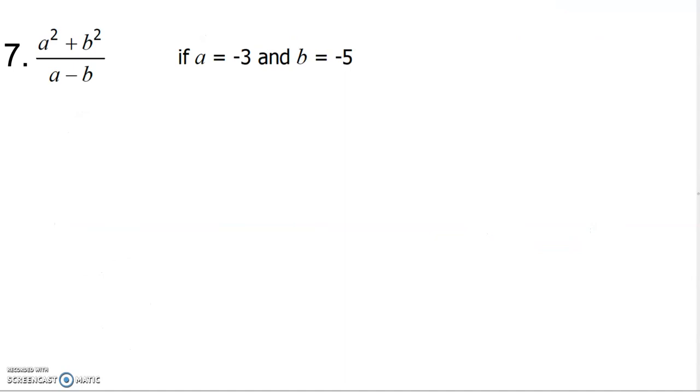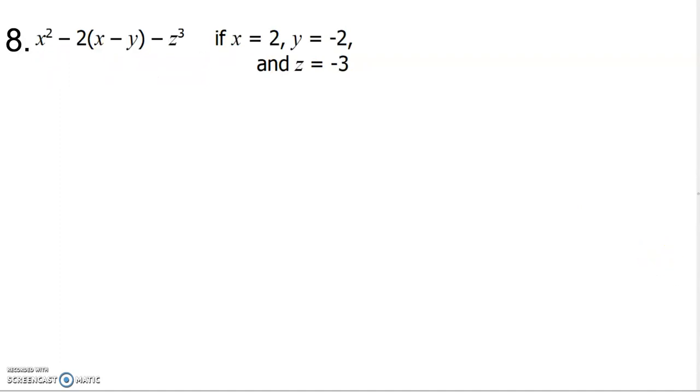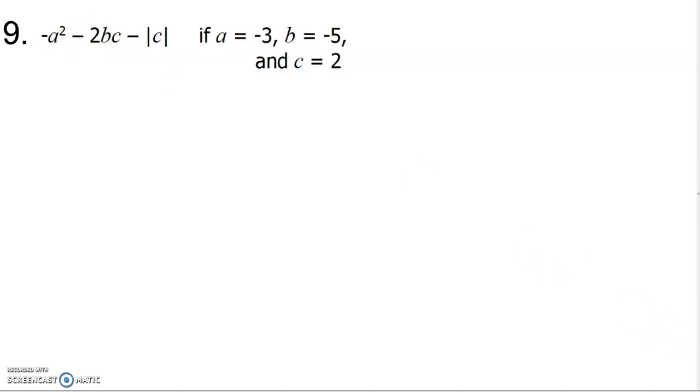Number 7 is an on your own. Notice the division here when you follow the order of operations. Number 8, notice the grouping here that you have to complete first, and the 2 on the outside of the parentheses. And then number 9, notice the absolute value bars, and don't forget about that negative in front of this A.